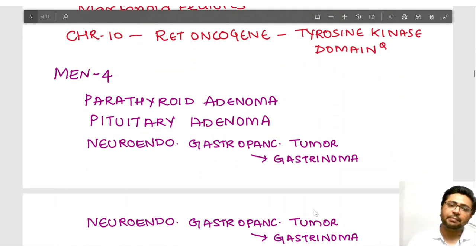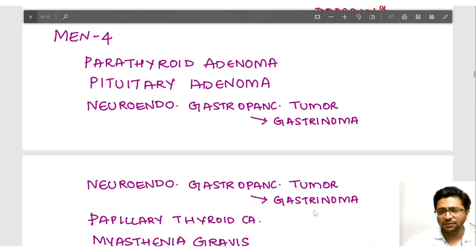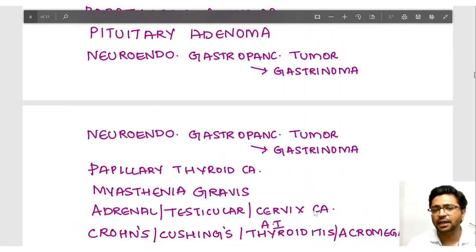MEN4 is again parathyroid adenomas, pituitary adenomas, and there is a neuroendocrine gastropancreatic tumor, that is gastrinoma. So this is something similar to MEN1. Apart from these features, the patient would be having papillary thyroid carcinoma, there might be myasthenia gravis, adrenal, testicular and cervical cancer, and there are autoimmune diseases like Crohn's disease, Cushing's, autoimmune thyroiditis and acromegaly, which are classically seen in MEN4. Okay.